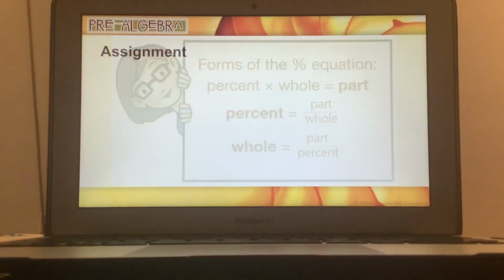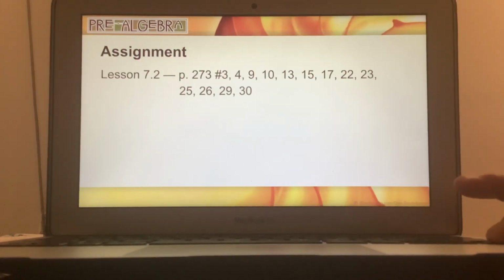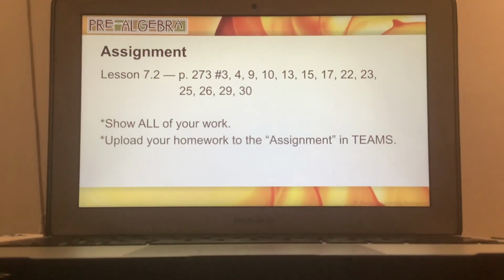Okay, so your assignment for tonight is going to be 7.2, page 273. These are some of the numbers that I have selected. There are 13 problems for this assignment. Hopefully this is a good variety where you're going to use the percent formula and the proportion formula. And then show all of your work. If you want full credit, you're going to need to show all of your work and then upload your homework to the assignment in Teams.